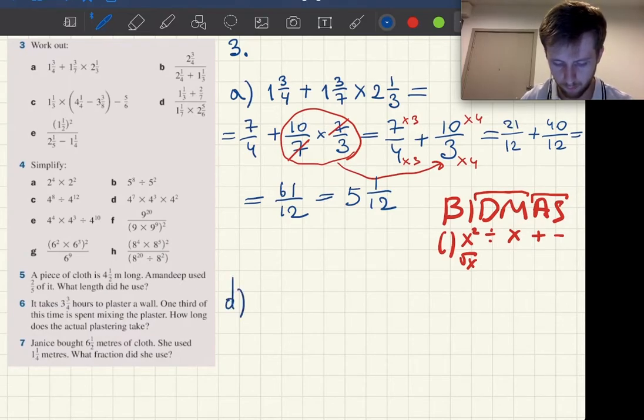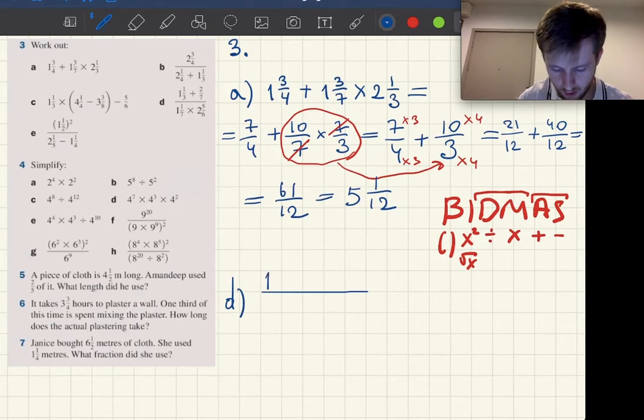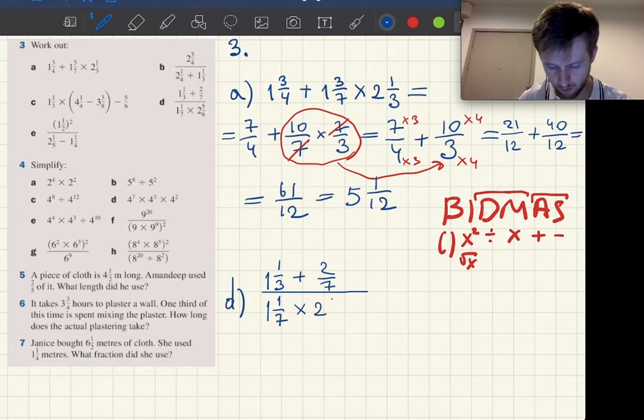So what do we have? We have 1. Let me draw this thing, like this. So we have 1 and 1/3 plus 2 over 7 divided by 1 and 1 over 7 times 2 and 5 over 6.